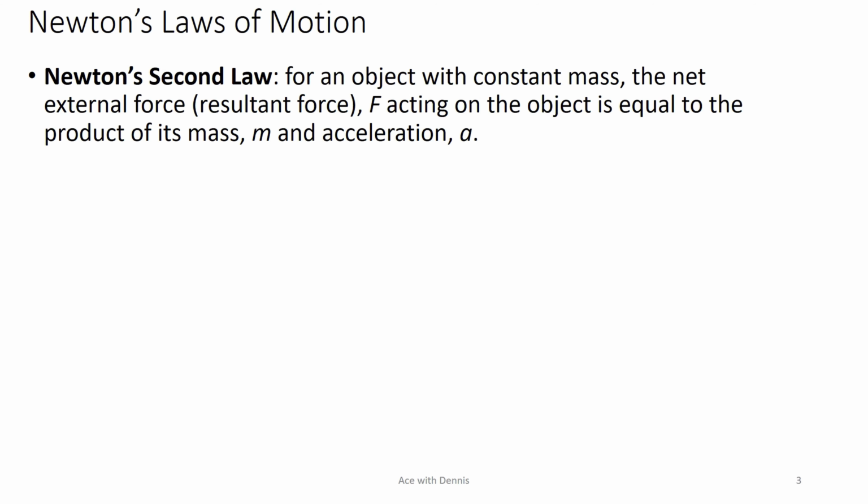Next, Newton's second law states that for an object with constant mass, the net external force or resultant force F acting on the object is equal to the product of its mass m and acceleration a. This comes to the popular formula F equals ma.